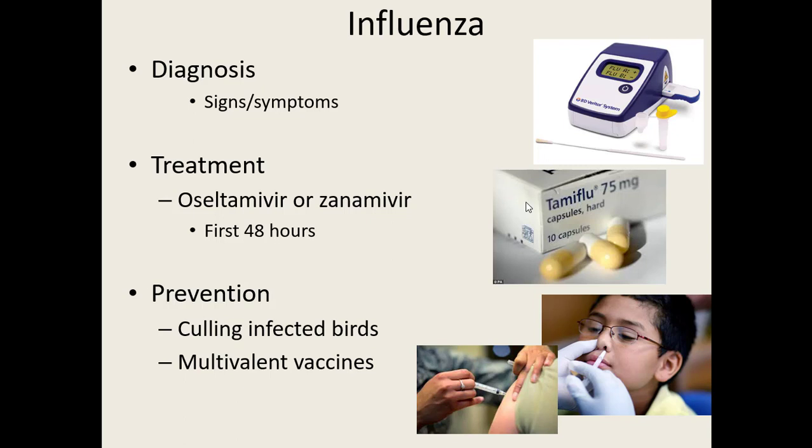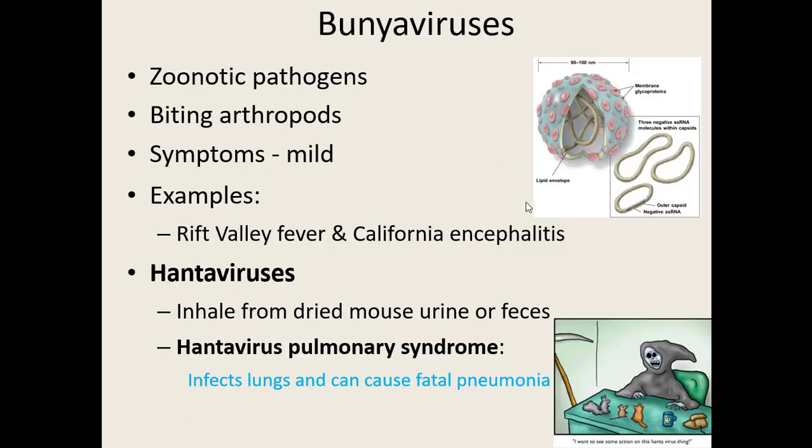Now, our next group away from the flus are the Bunyaviruses. Now, Bunyaviruses a lot of times are zoonotic pathogens, so animal viruses that are spread through biting arthropods, so insects. So it's a virus found in an animal, some type of fly, mosquito, or tick bites an animal, then bites you, and you pick it up.